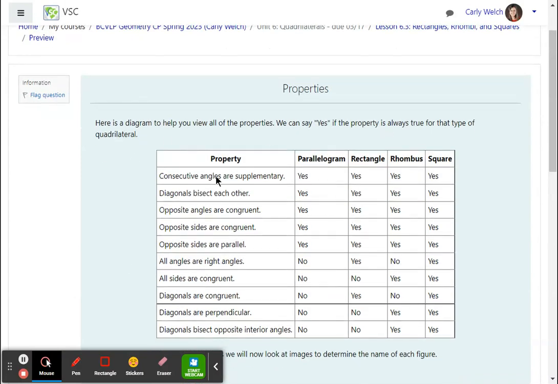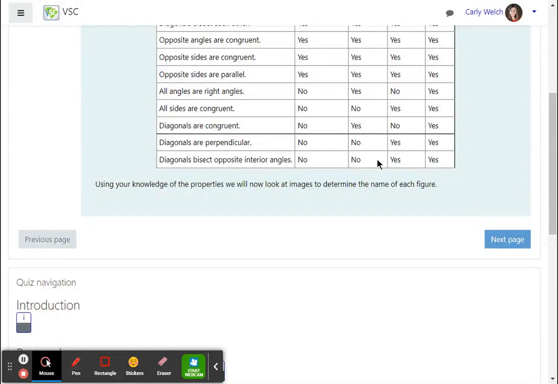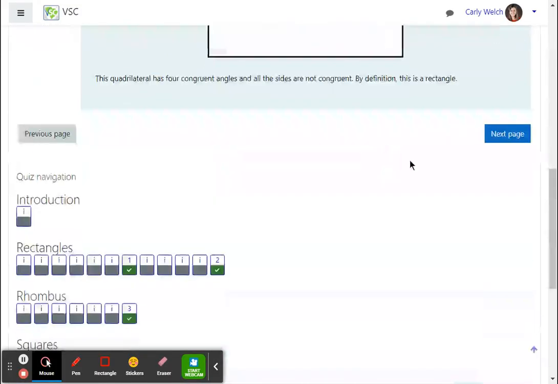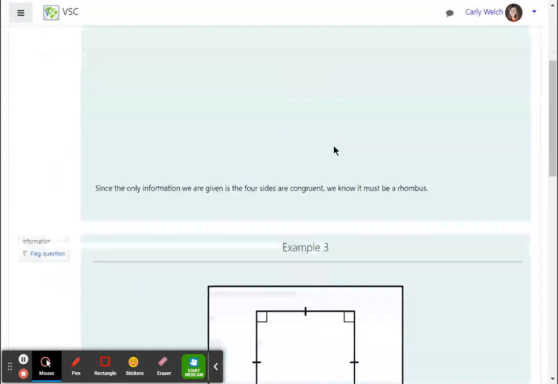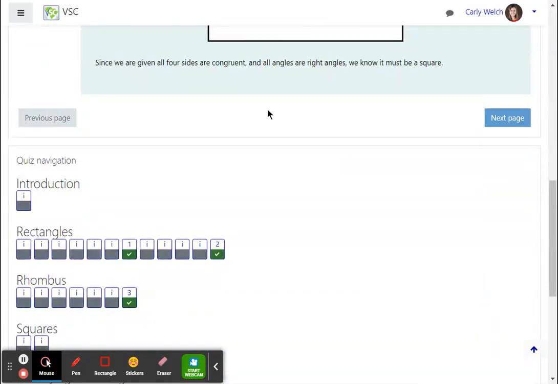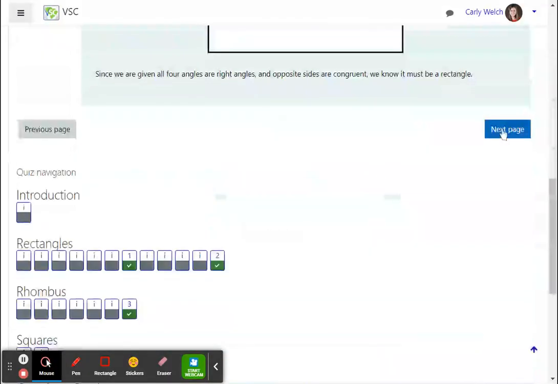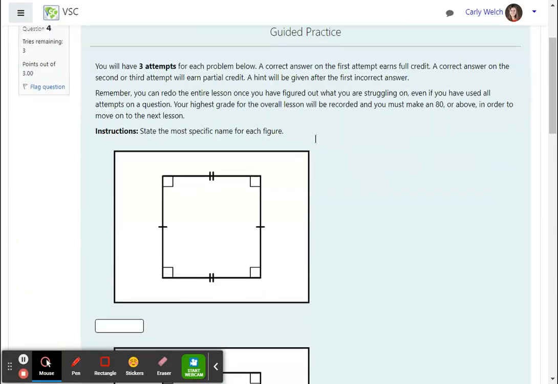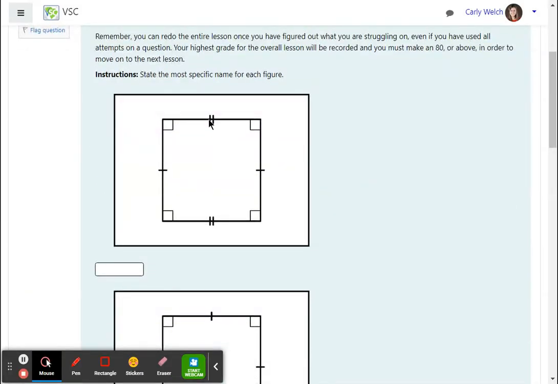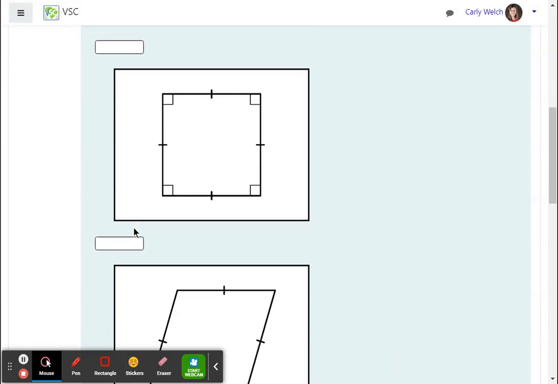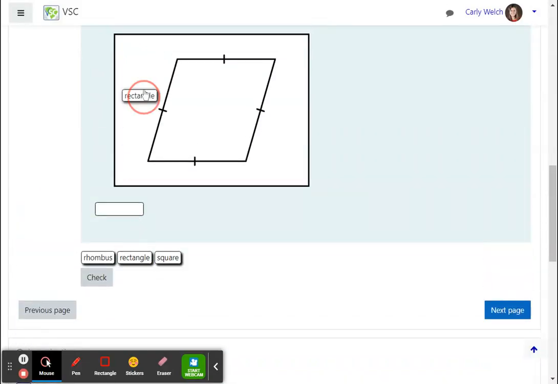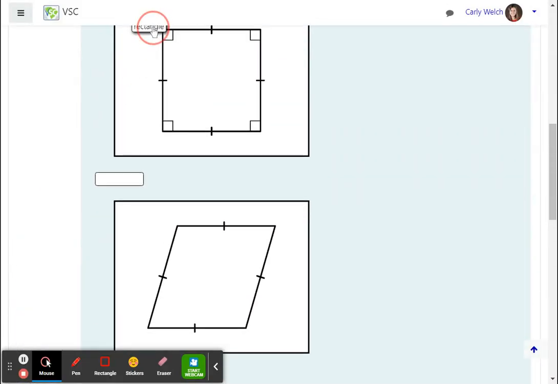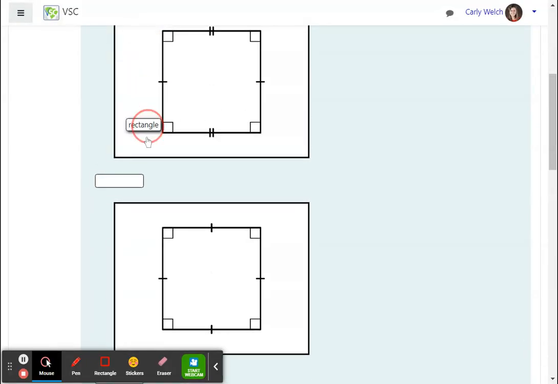All right, so then big property chart, which ones go with which? A couple of examples. And then we are going to classify these. So we have two pairs of congruent sides. So notice that this is not the same length as this. So that knocks out rhombus and square. And then it has four right angles. So this is a rectangle.